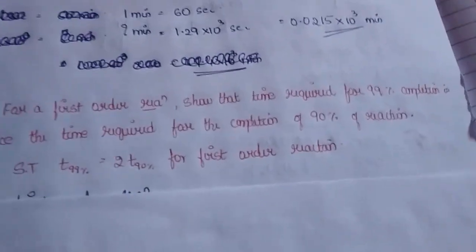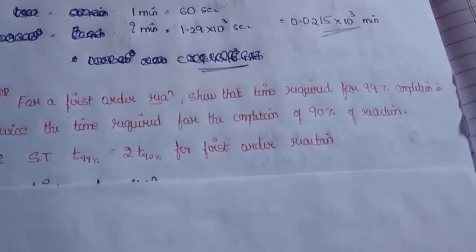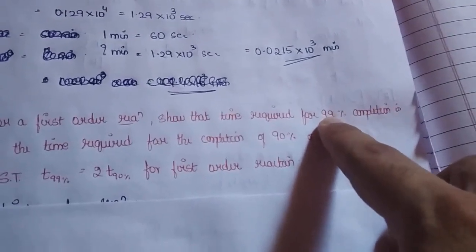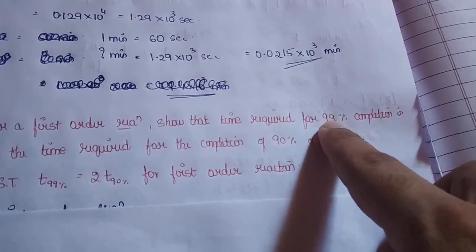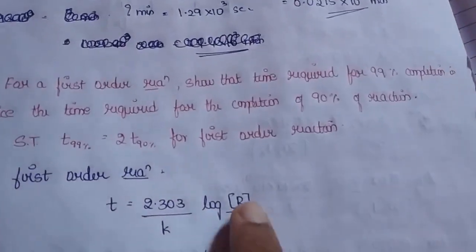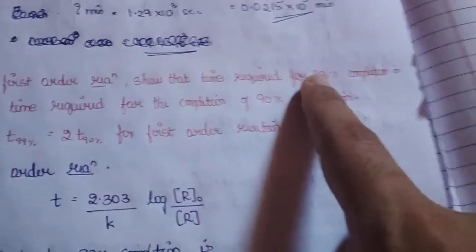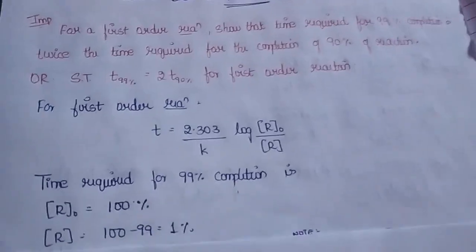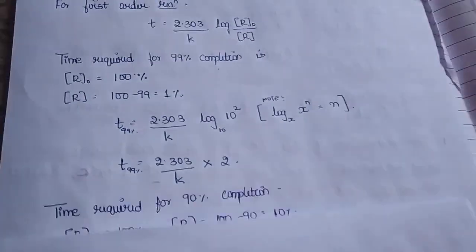So what will be your first tactic? First you calculate the time required for 99% completion. So how are we going to do it? Of course, by using your integrated rate equation, the same formula. What will be your R0 for the first case? It will be 100. R will be what? 100 minus 99, which means 1. Substitute it.